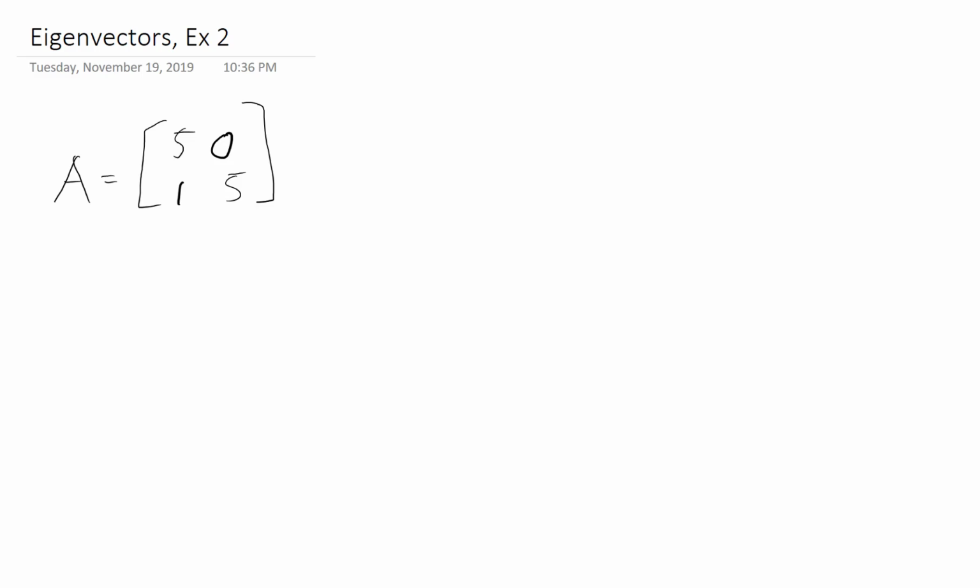All right, so now let's try a second example. In this case, all that I changed from the first example is I wrote a 0 here. It used to be 5, 1, 1, 5, now it's 5, 0, 1, 5. What we'll see is it changes the eigenvectors and eigenvalues both.